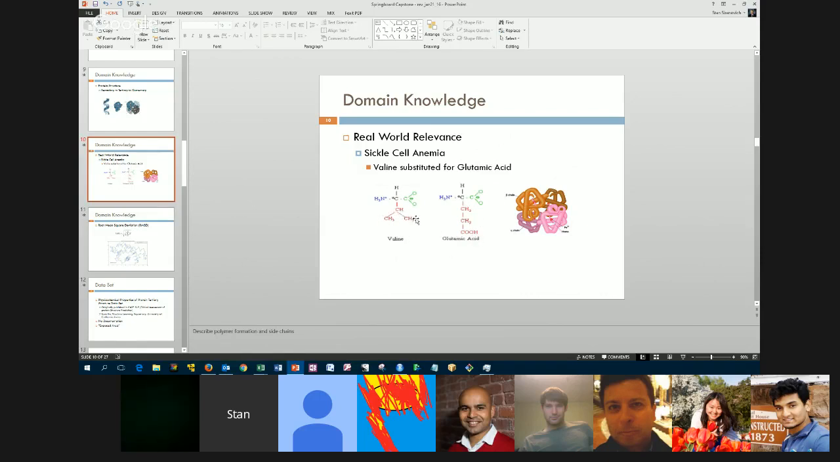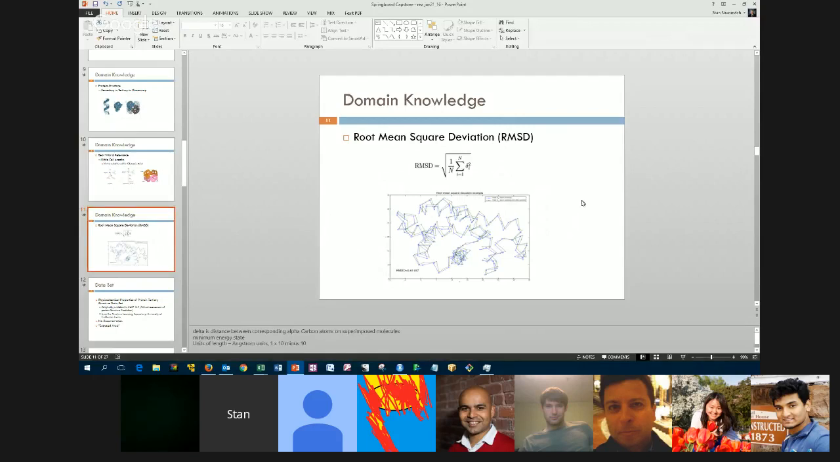This isopropyl group here on valine is hydrophobic. It doesn't like a water environment. It tends to want to put itself into the interior of this structure, whereas a glutamic acid is hydrophilic and wants to be on the outside. So you can see that just the substitution of this for this could have very, very serious repercussions.